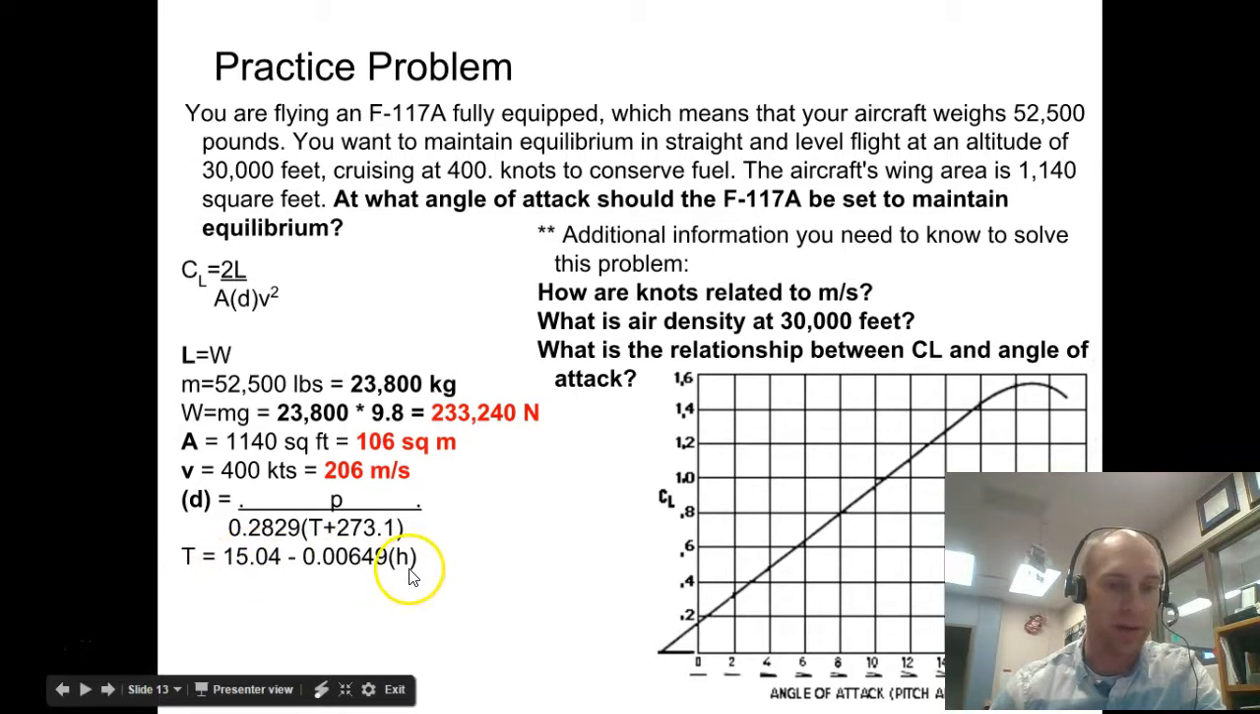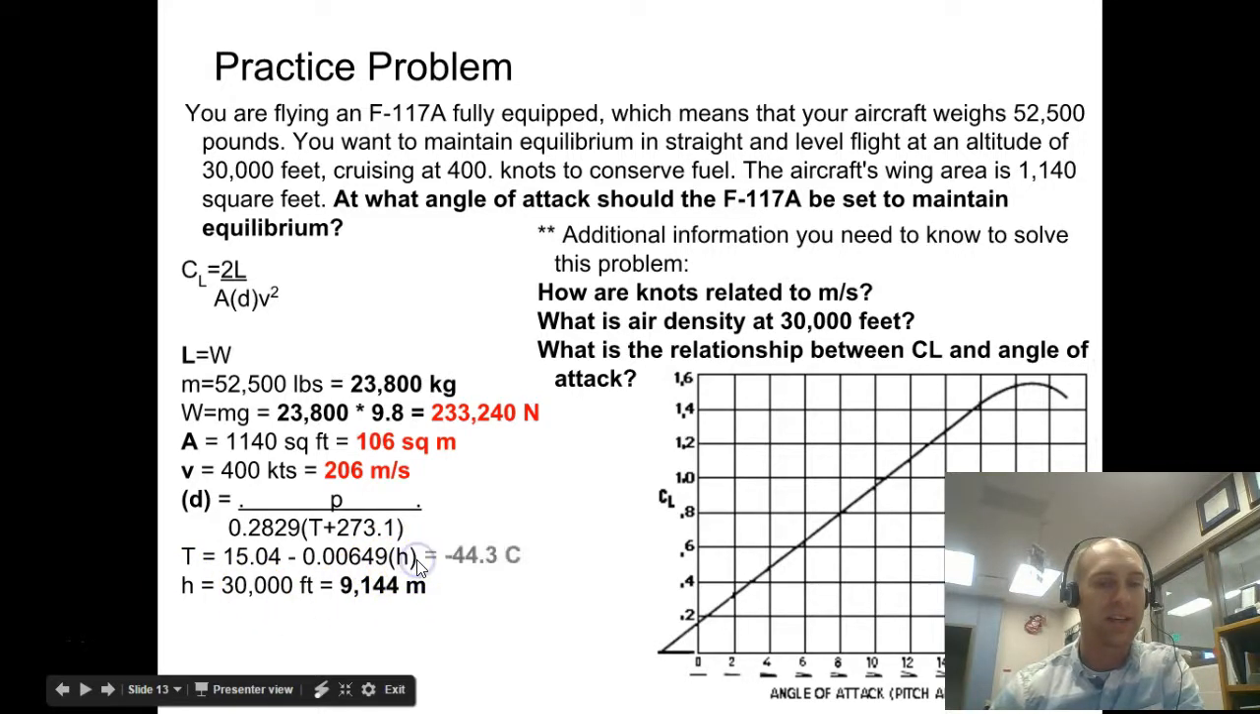Here's my temperature equation from the atmosphere assignment that you did recently. To get this, I need to know the height. Well, it tells me 30,000 feet. So my height is 30,000 feet. I got to convert that to 9,144 meters. Well, that's not a final number, so I just made that black. I'm not going to box that number, but that's important. Now I can put that into my temperature equation and solve for T. And I get minus 44.3 degrees Celsius. Then I can put that back up here, but I got to find pressure first.